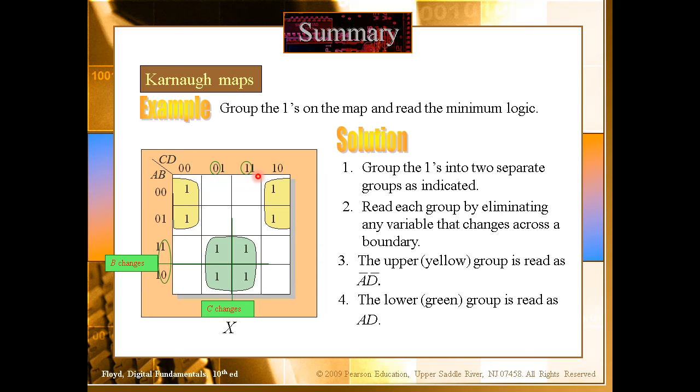So the green group will read as AD, right? So we found two different expressions for two different groups. One is A prime D prime, another one is AD. The next step is just to add them. That's my simplified expression.